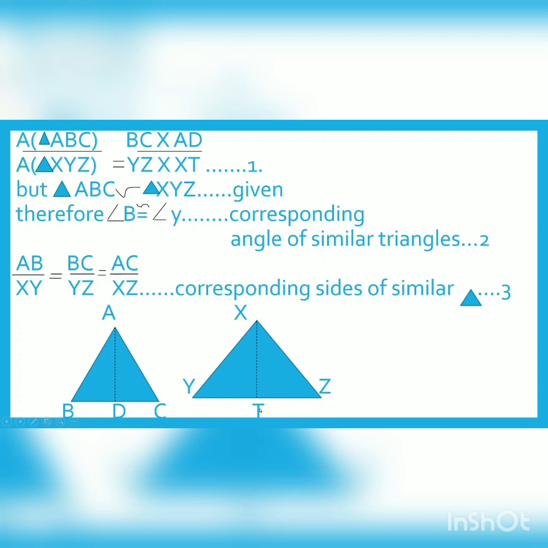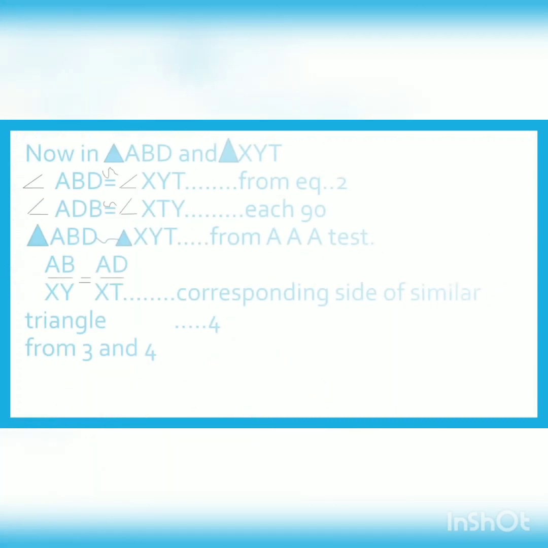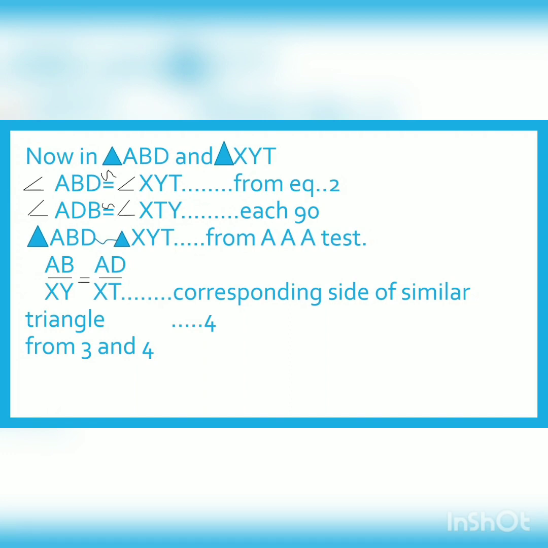AD is the height and XT is also height. So I am taking triangle ABD and triangle XYT. Again you can write angle ABD congruent to angle XYT from equation 2, because in triangle ABC, angle B is corresponding to angle Y in triangle XYZ, which is congruent. So angle ABD is also congruent to angle XYT from equation 2.